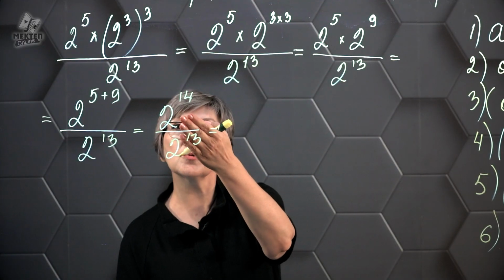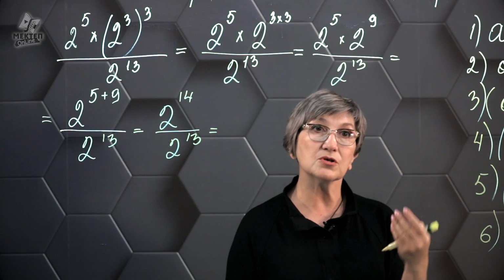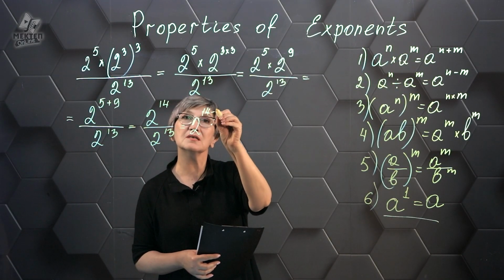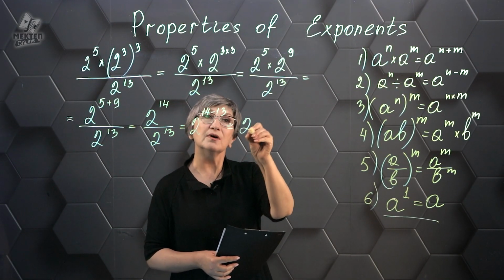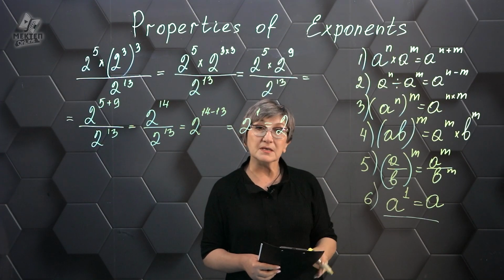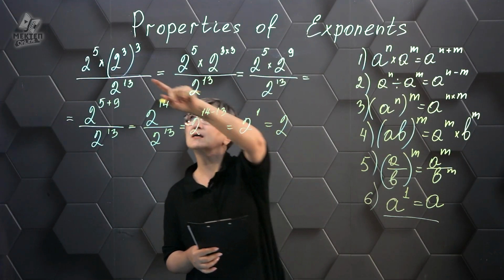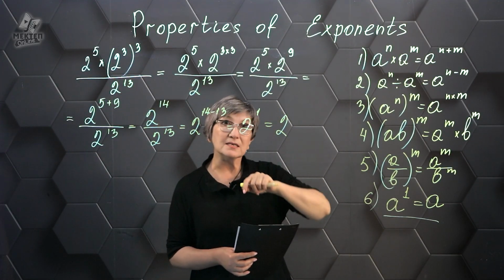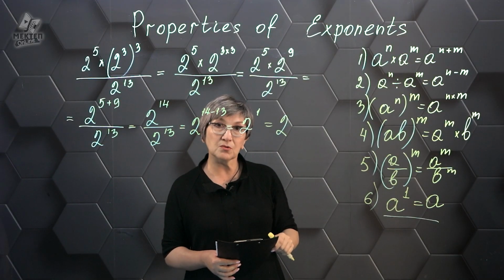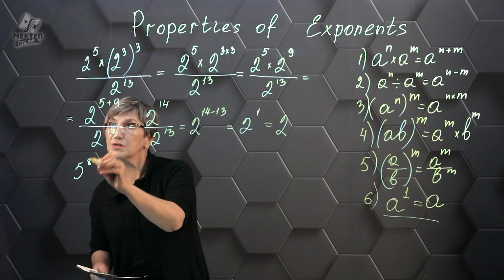In this case, we are dividing 2 to the power of 14 by 2 to the power of 13. This is the second property. And then we write 2 to the power of 14 minus 13, which is 2 to the power of 1, and 2 to the power of 1 is 2. Now notice, of course I can get the number 2 if I calculate and multiply larger numbers, but this method is inconvenient. Next example.